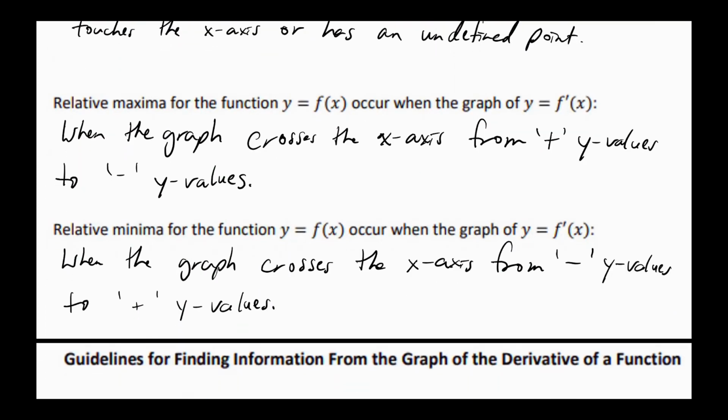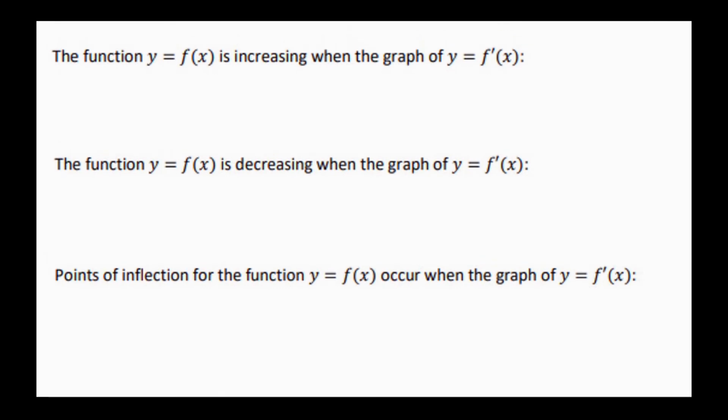Okay. All right. So the next question said increasing, decreasing, increasing, decreasing. We said it was increasing from -6 to -4 or 0 to 6. Not 0. Yeah, 0 to 6. And it was decreasing from -4 to 0. How did we know that? What did we look for on the graph?